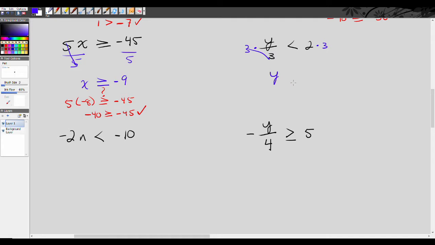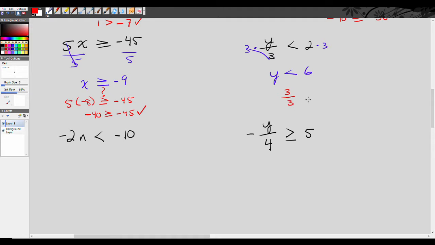And we end up with the solution y is less than 6. So let's test that out. And since there's division by 3 involved here, we should pick a value less than 6 that's divisible by 3. How about 3? All right, let's go ahead and try that out.